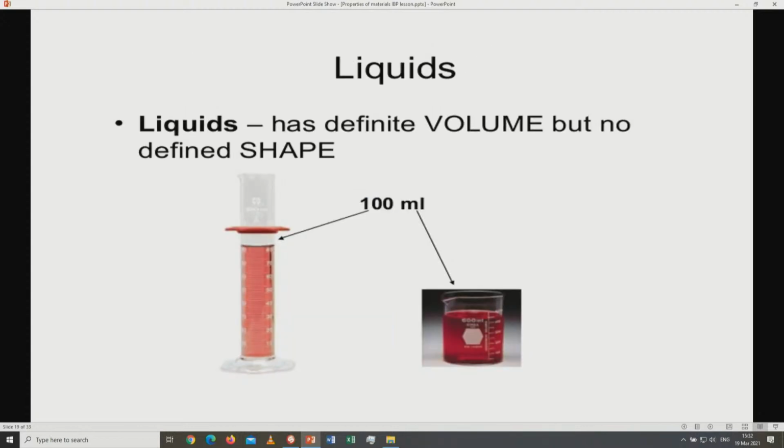Right, let us look at liquids. A liquid has a defined volume, but it has no defined shape. It takes the shape of the container. If you look at my presentation, you can see that there's a liquid which is being measured, and it is 100 millimeters.